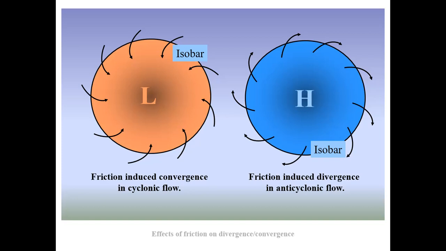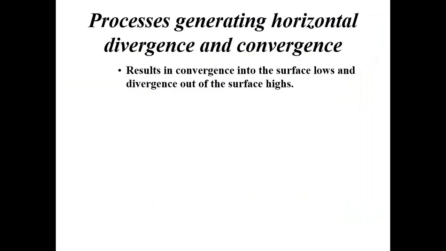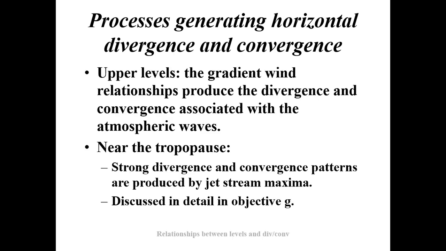You get what's known as friction-induced divergence. On the left-hand portion of the image, with the low pressure system at the surface, air blows counterclockwise in the northern hemisphere around low pressure and generally inward towards the center of that low, where you get friction-induced convergence of cyclonic flow. So this results in convergence into the surface lows and divergence out of surface highs.